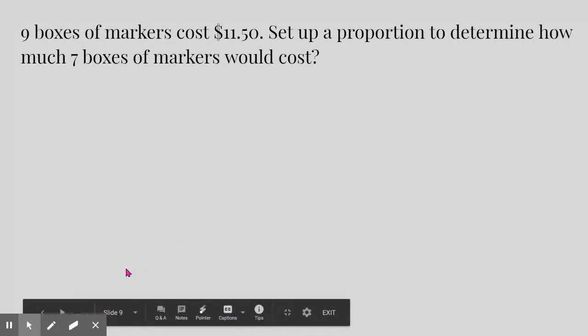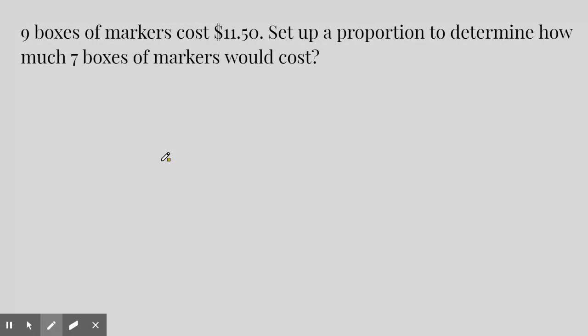Now, on this one, something I want to point out. Okay, so the problem says 9 boxes of markers cost $11.50. Set up a proportion to determine how much 7 boxes of markers would cost. Well, how you set this one up with what comes first. So you may say, well, Miss Davis, you told us to put whatever comes first. It's what I write on top. Yes. However, in the situation where we talk about money, and we'll see more about this in our next lesson, the cost is going to go on top. It'll just make your life a little easier. So in this situation, I have the cost to the markers.